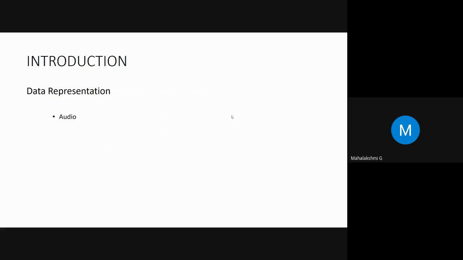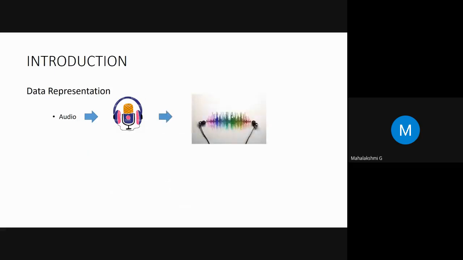Next one is audio. Audio refers to the recording or broadcasting of sound or music. Audio is by nature different from text, numbers or images. It is continuous, not discrete. Even when we use a microphone to change voice or music to an electrical signal, we create a continuous signal.